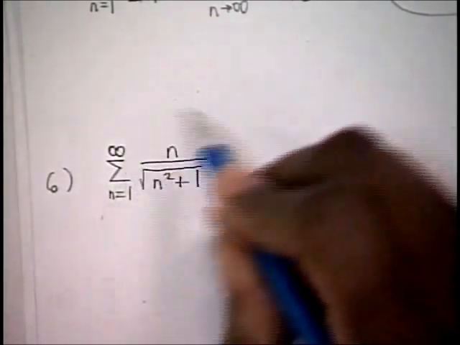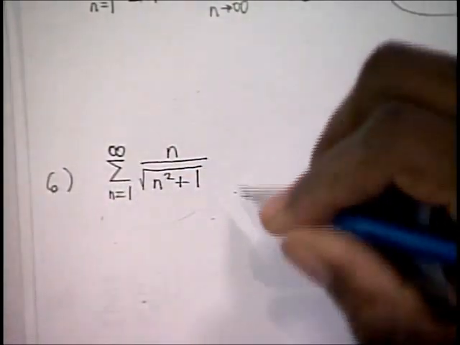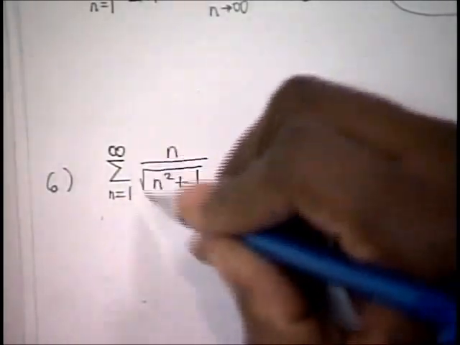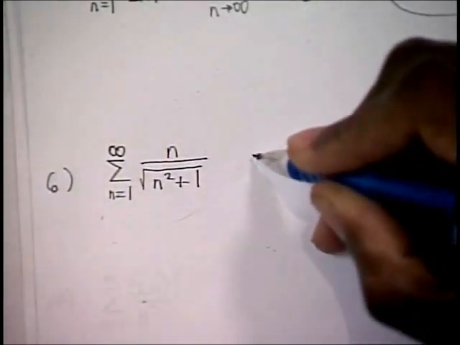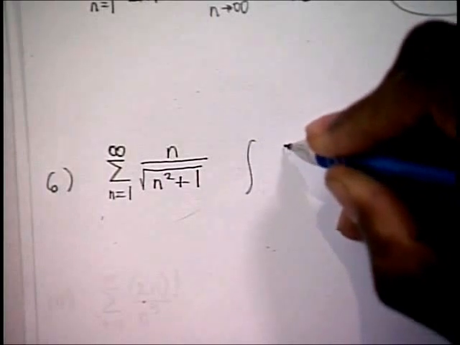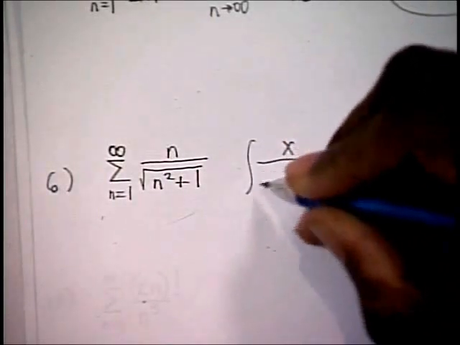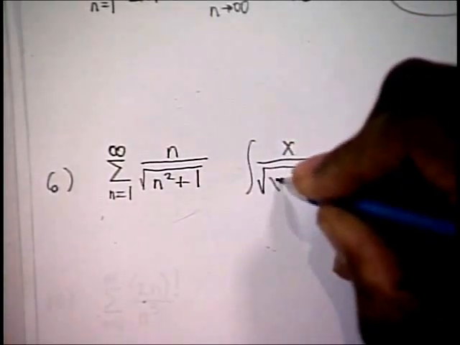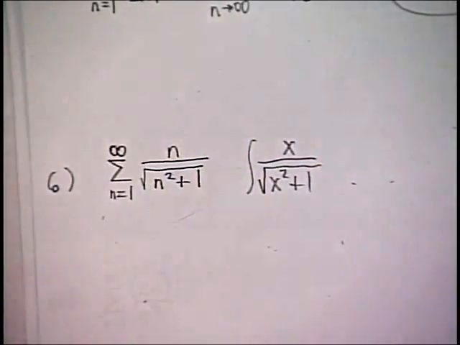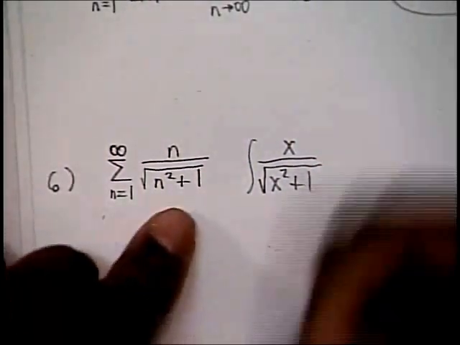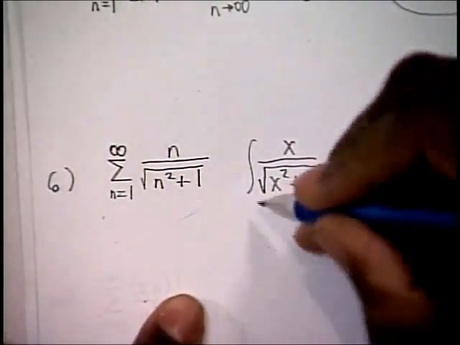So let's assume that you could integrate this. We have x over radical x squared plus 1. All right, so you can integrate that. If you integrate this from 1 to infinity and you get something finite, that's proof that this series converges.